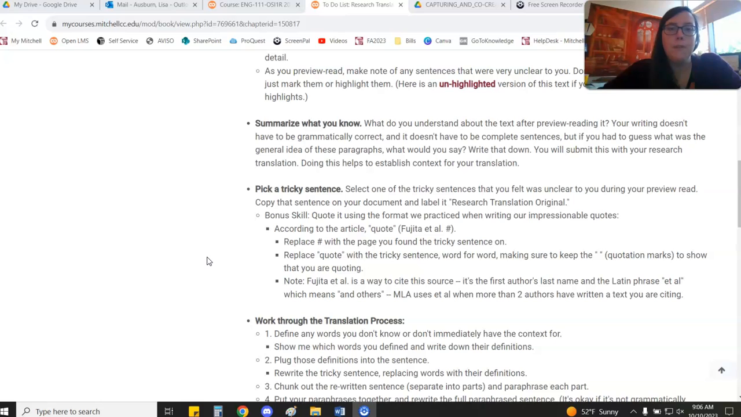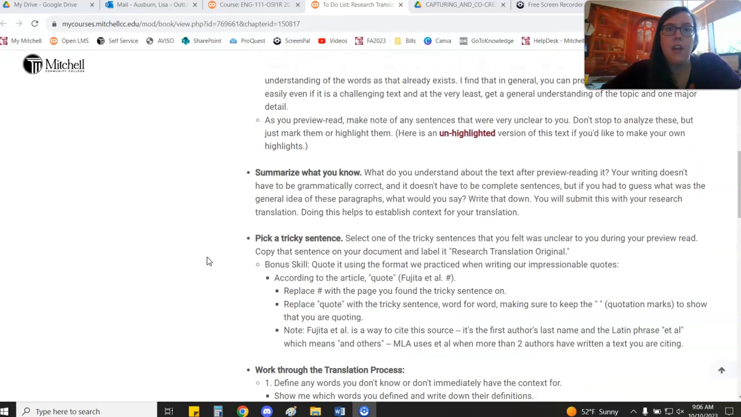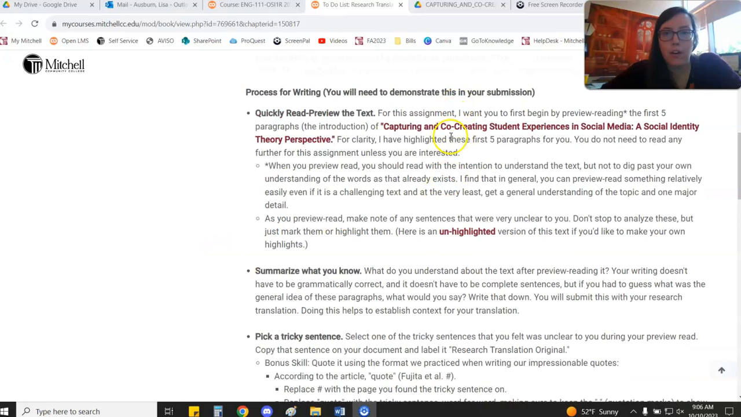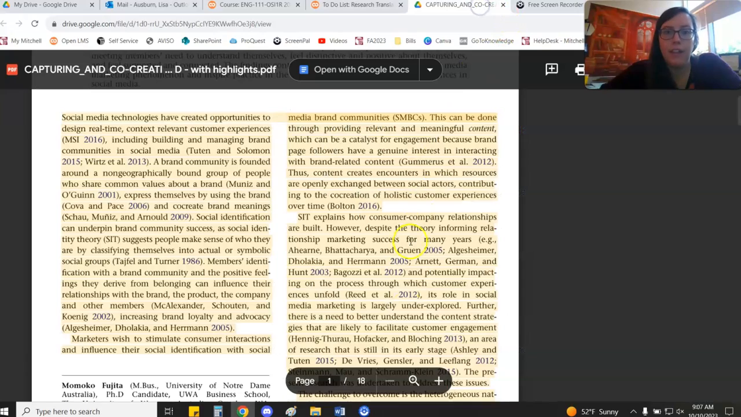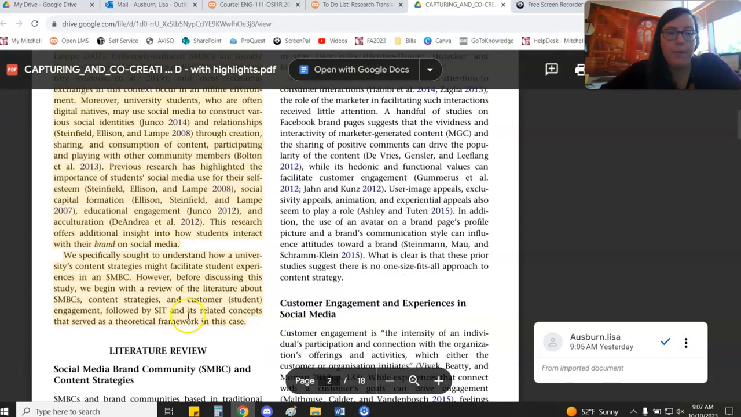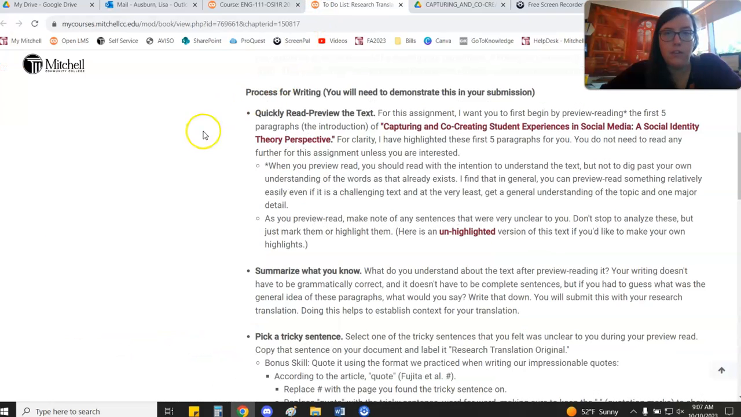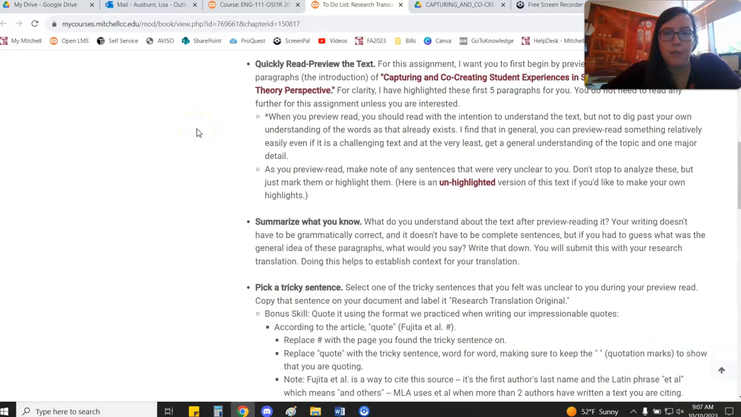So the first part of this assignment is to access the article that we're going to be using, and that's "Capturing and Co-creating Student Experiences in Social Media: A Social Identity Theory Perspective." For our purposes this week, I only want you to read just the introduction, and that's about the first 5 paragraphs. In this document, I've highlighted those paragraphs just so you know that you can stop before you get to the literature review. Of course, if you're reading sources for another purpose, then you might have to read the source in its entirety.